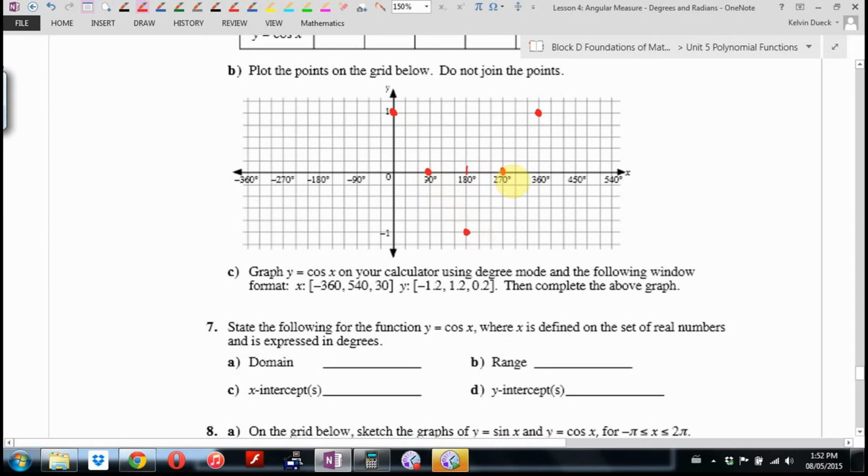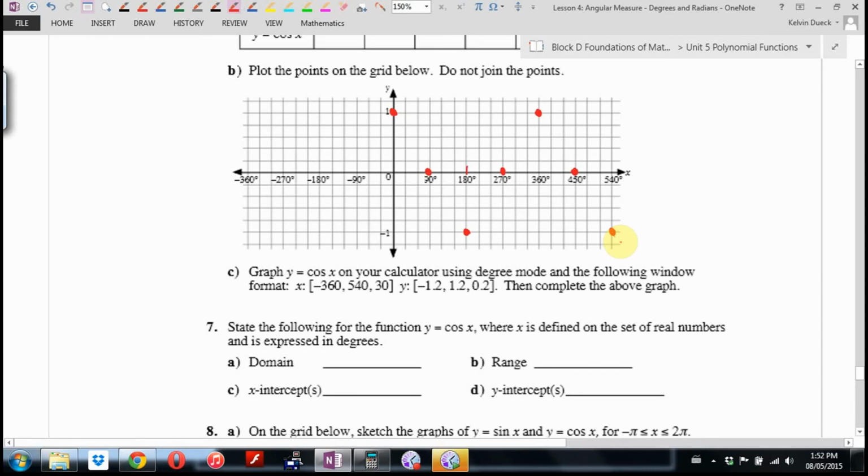The only thing is, don't draw the graph like a V. It's a smooth, curvy wave. By the way, at 450 degrees, where will I be right here? Top, middle, or bottom? Oh, let's fill it in. Where will I be right here? Top, middle, or bottom? Bottom. Let's fill it in.